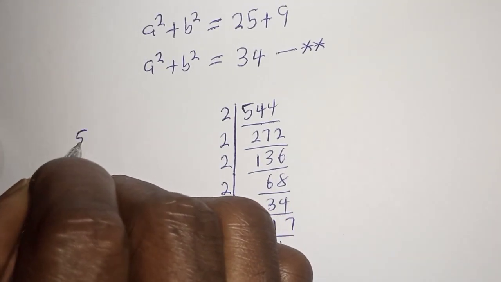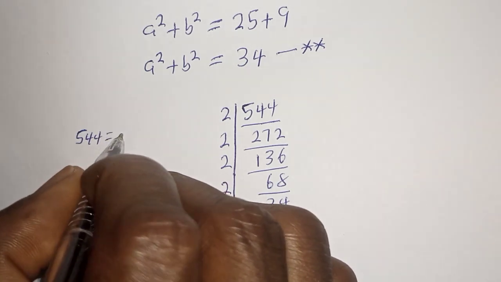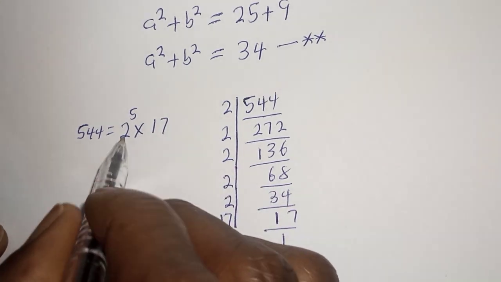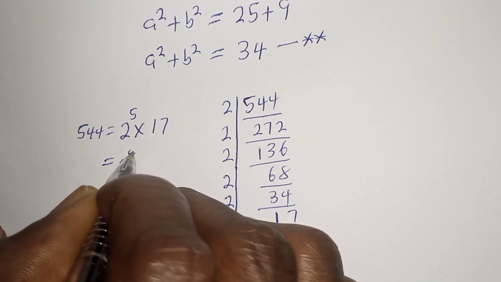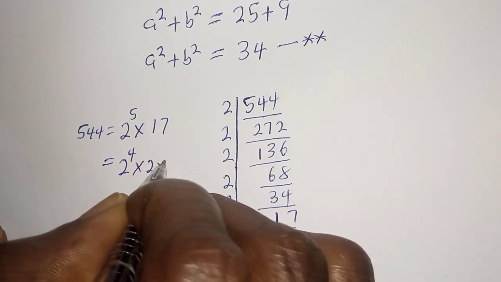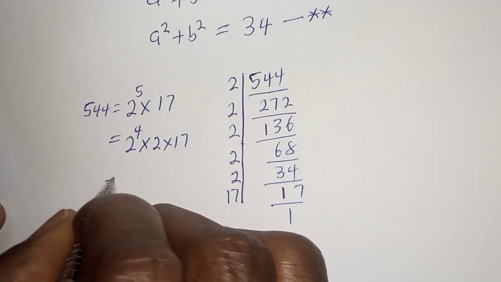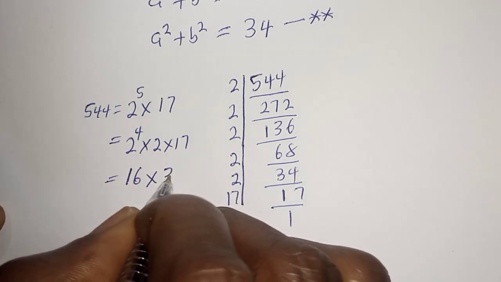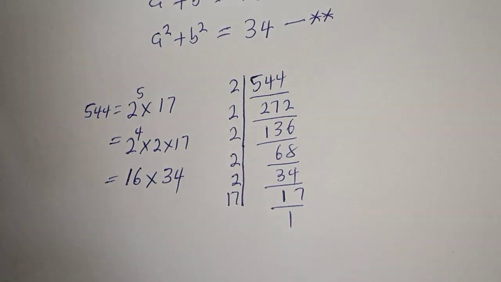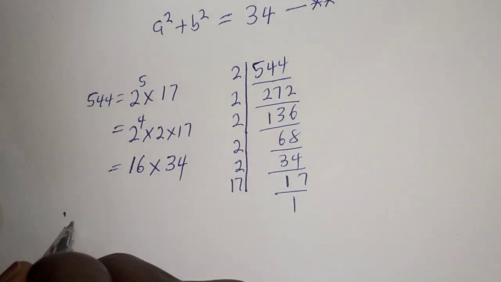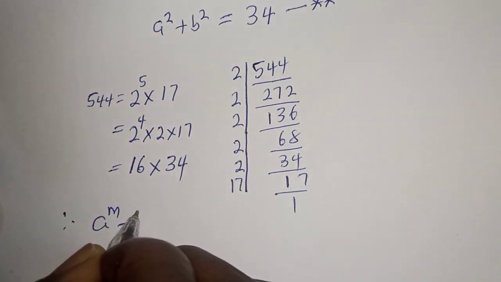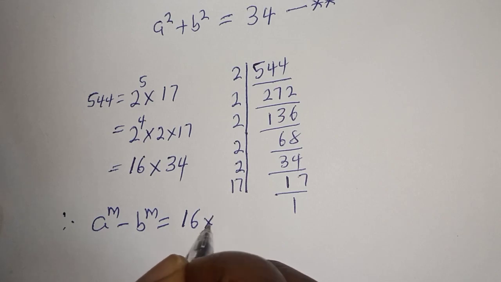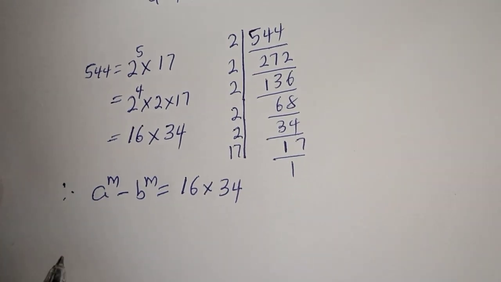Therefore, 544 will be equal to 2 raised to power 5 multiplied by 17. And this can also be written as 2 raised to power 4 multiplied by 2 multiplied by 17. And this is equal to 2 raised to power 4 is 16 multiplied by 17 times 2, that is 34. Therefore, a raised to power m minus b raised to power m will be equal to 16 multiplied by 34.